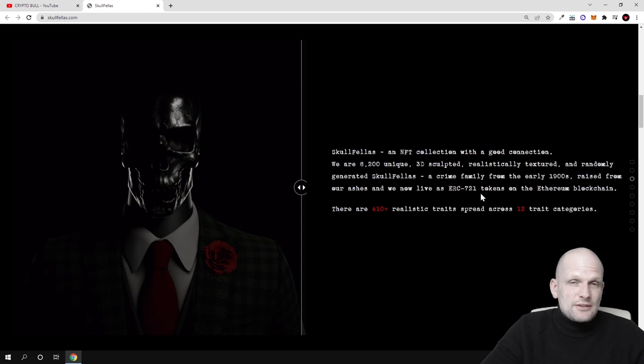ERC-721. So these NFTs are built on the Ethereum blockchain, and there are 410 realistic traits spread across 12 trait categories. So of these 8200 NFTs, there will be 12 categories, and all these NFTs will have 410 different realistic traits, so they are different from each other.